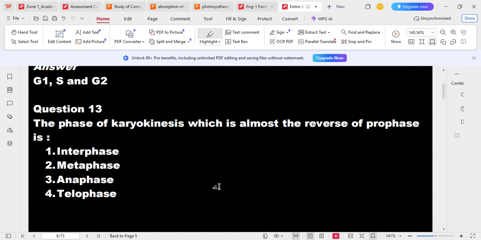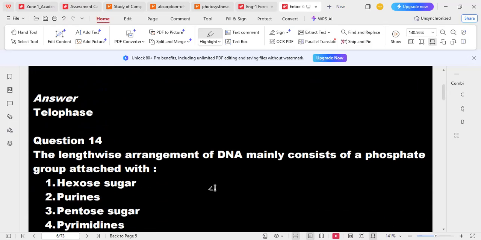Now coming to the next question, the phases of karyokinesis. Karyokinesis means the division of the nucleus, okay? Cytokinesis is the division of the cytoplasm, which is almost the reverse of prophase. In which phase do you see karyokinesis getting reversed? It is during the telophase.